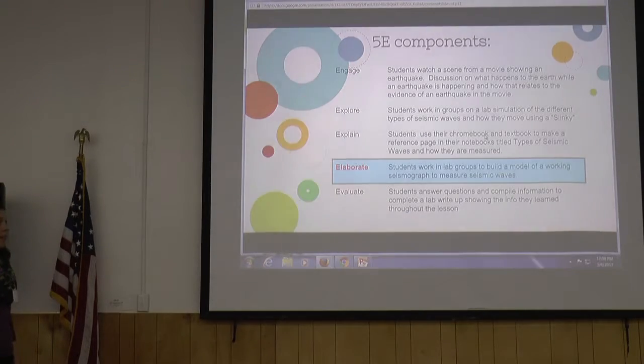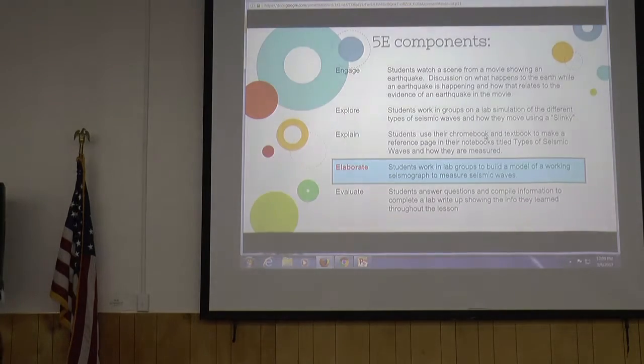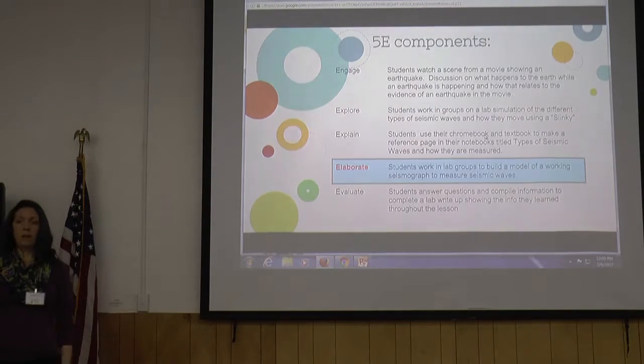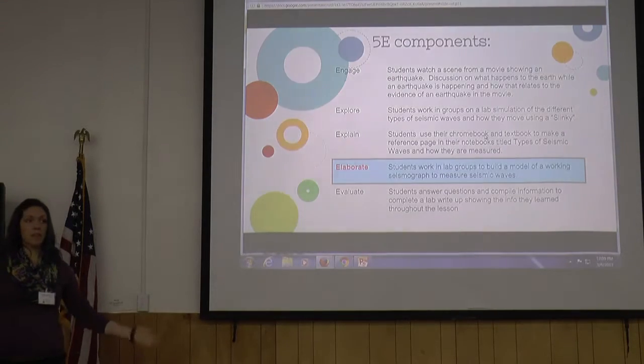Our students all have Chromebooks, so we used their Chromebooks and textbooks to make a reference page in their science notebook, explaining the difference between types of seismic waves and their effects on Earth. And so this was our elaborate, the building of the seismograph was the elaborate area of the lesson. They actually got to build a working model to measure seismic waves, and then to wrap it up, we had them compile information and do a lab report, an explanation of how these things built into their understanding.